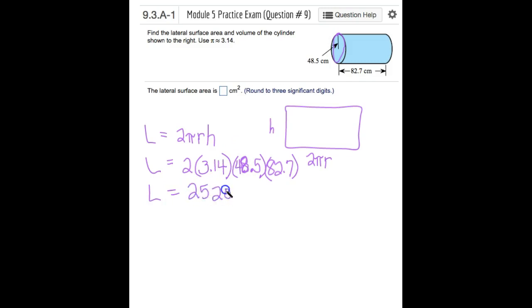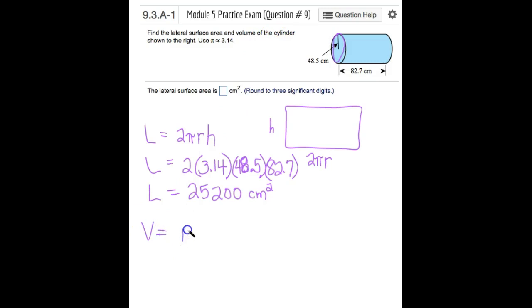25,200 if we round it to 3 significant digits as the directions specify. And then that would be centimeters squared because it's an area, and because you're multiplying the centimeters here and the centimeters here together. Now the directions here I don't have for volume, but it does ask us up here to calculate the volume, and it does ask to round to 3 significant digits.